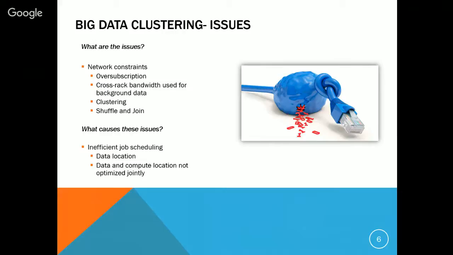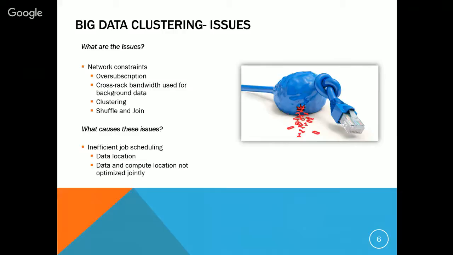The issue with clustering is that reading data across racks is usually heavily congested. Shuffle and join involve transferring large data across networks. So that's definitely a big issue. There has to be a way to reduce the transfer of large data across the network, which could be, of course, to break it up into smaller data chunks.